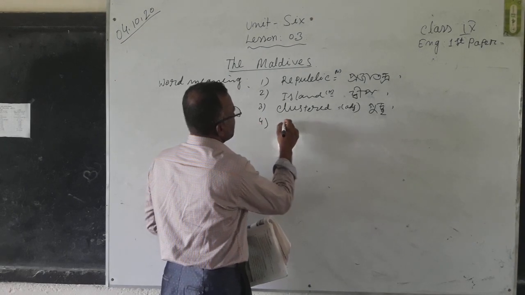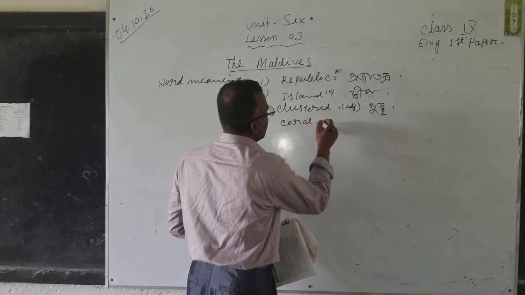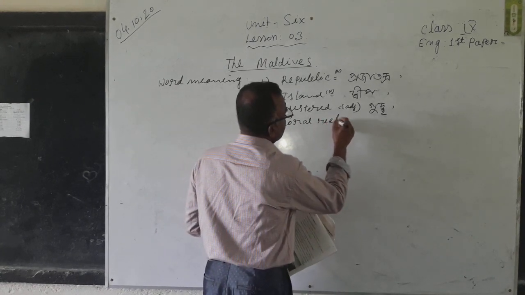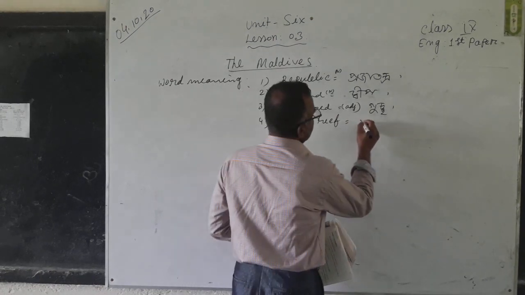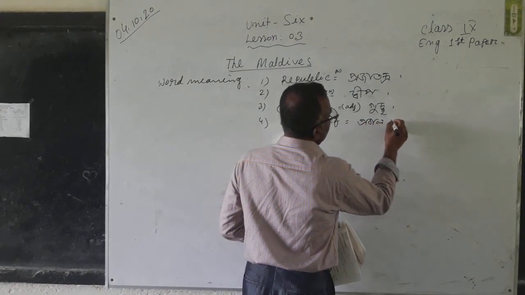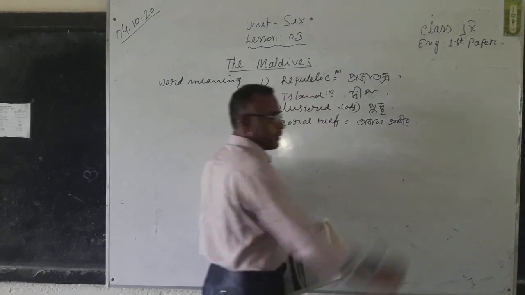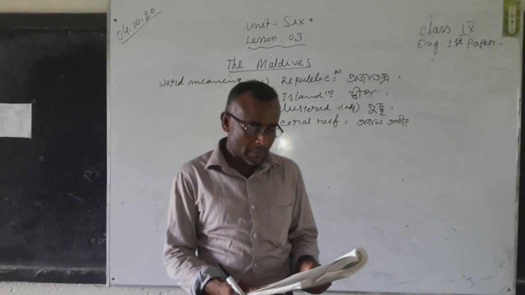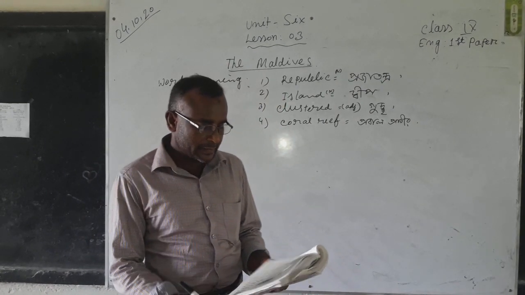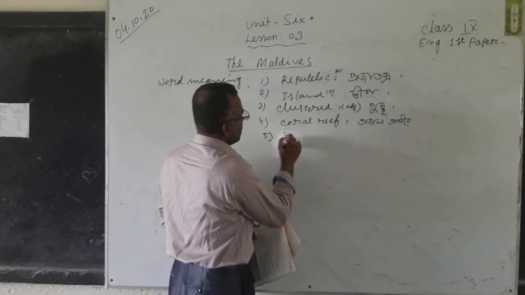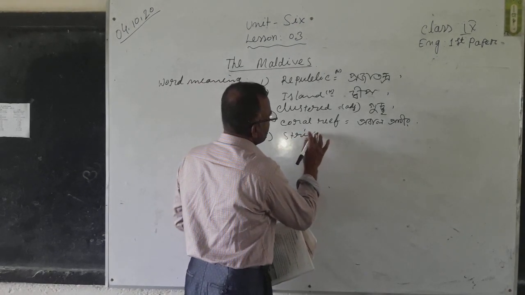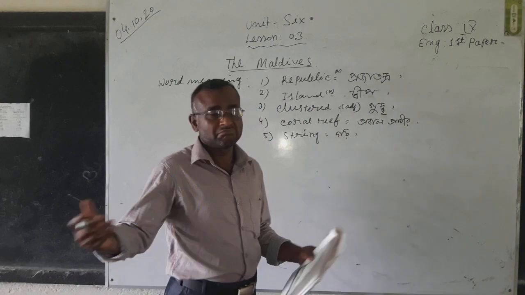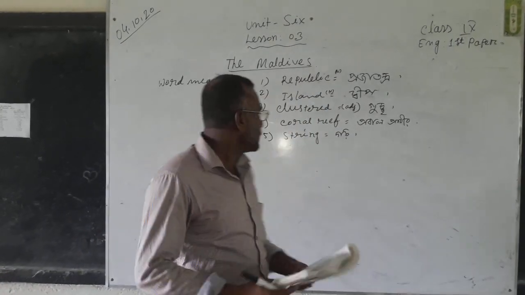Next, coral, C-O-R-A-L, coral reef. Coral reef. Coral brazier. String, S-T-R-I-N-G, string. String, one kind of piece of rope, akhanda dori bishishto, that means string.